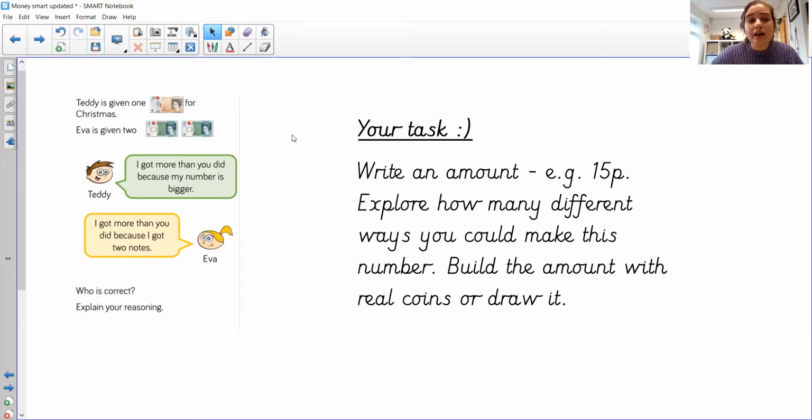And your task, like we were just doing on the screen with 9p and 12p, is I want you to get your grown-ups to write you down different amounts. It could be 15p, it could be 18p, it could be 8p. Try and keep them under 20 pence, because I think that's where we can explore this really deeply and explore how many different ways you can make these numbers. So build the amount with real coins, or you can draw them.